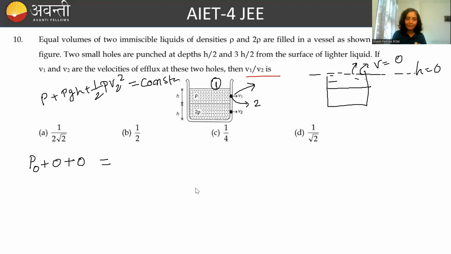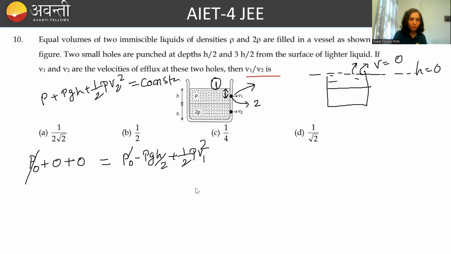Now let's write at the second point. At the second point, what will the pressure be? It is at h by 2 height below. So what are you going to write here? P naught minus rho g h by 2. Why minus? Because I have taken the top at h equal to 0. If you're going downward, h will become negative. That is why. Now half rho v1 square.